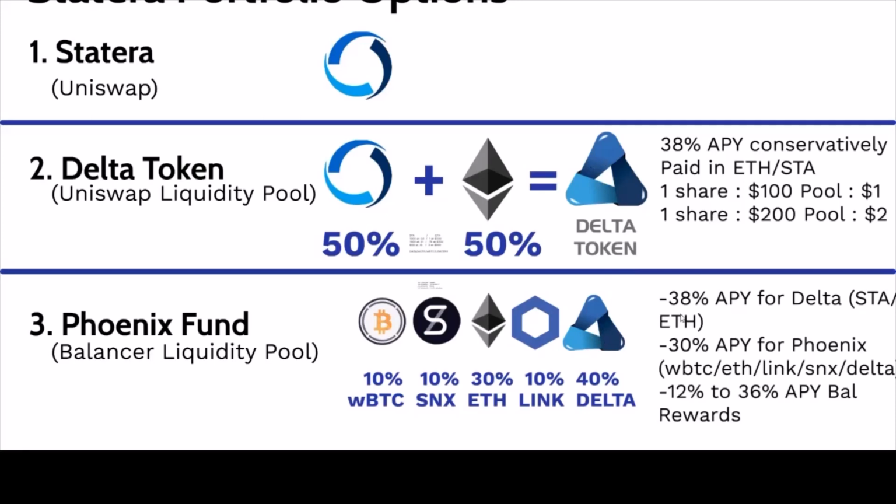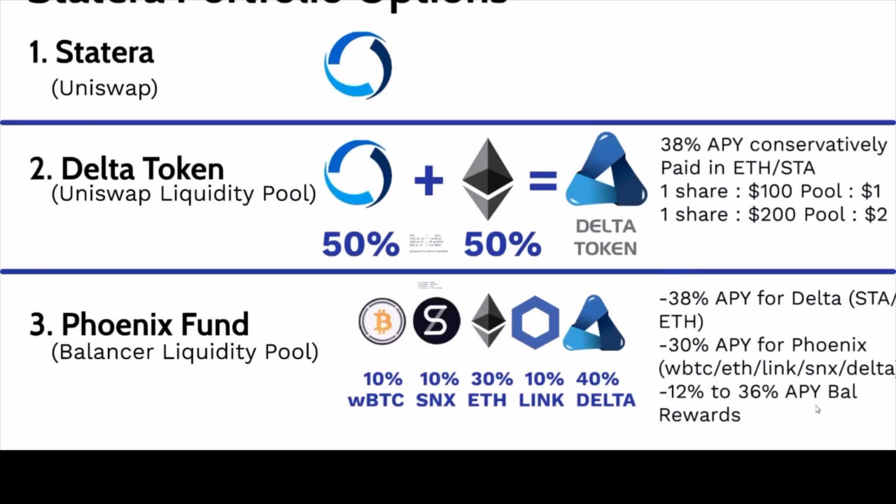Once you have that Delta token, you can put it into Phoenix Fund. This Delta token still gets you 38% APY. You still get that return from the Uniswap liquidity pool, but you also get the Phoenix Fund APY, which will be about 30%, and you'll get paid in Link, Ether, SNX, BTC, and Delta token. It's the same idea where the pool is getting more valuable and your share is getting more valuable. It doesn't airdrop you each of these tokens.